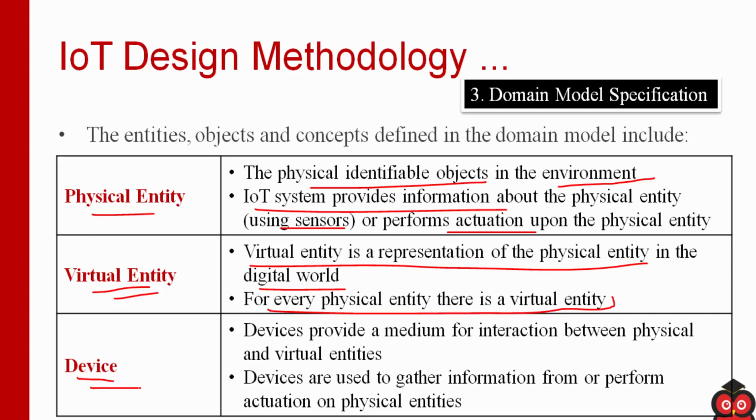And next, devices. What is the purpose of a device? A device provides a way for interaction between physical and virtual entities. How can the data about physical entities be accessed in the code? That is done through devices. Devices mean sensors, actuators, as well as computational devices like Arduino, Raspberry Pi, NodeMCU. All these things come under devices. You can see here devices are used to gather information from the physical entities.